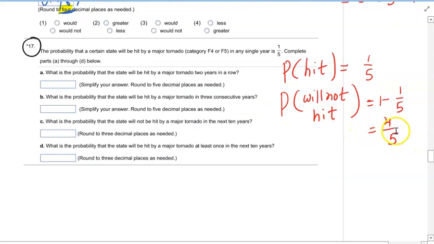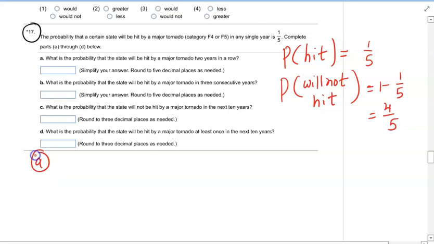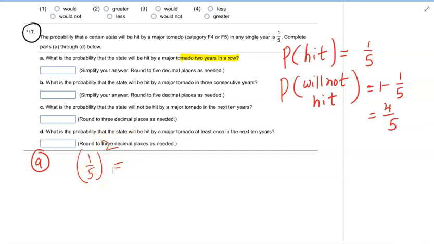Okay, for part A, what's the probability that the state will be hit by the tornado in 2 years in a row? In other words, we are looking for the probability that the tornado will hit next year and the year after, 2 years in a row. Therefore, for part A, you're looking for 1/5 to the power 2. Here you round it to 5 decimal places. You divide 1 over 5 and raise it to the power 2, or you can just use it that way in the calculator.